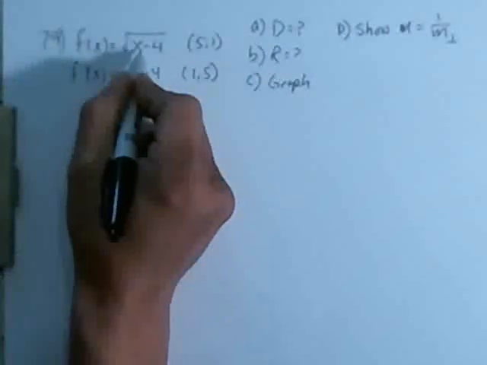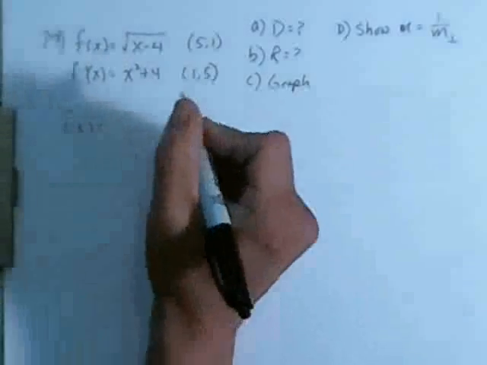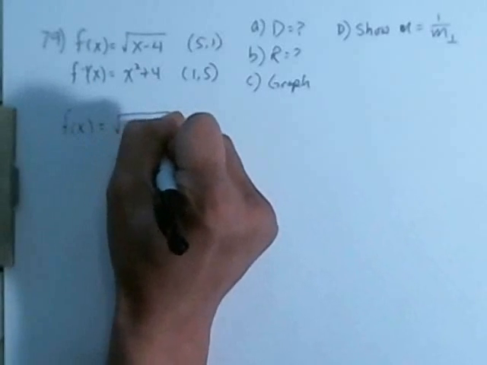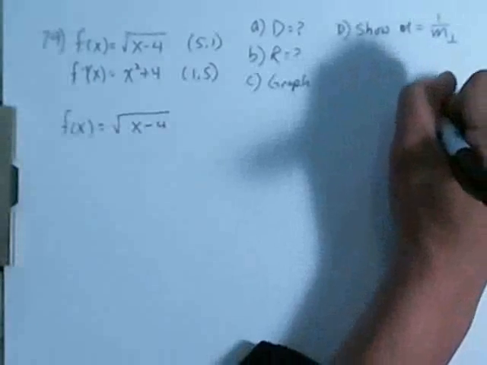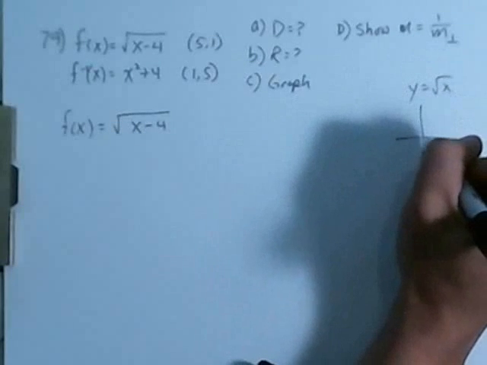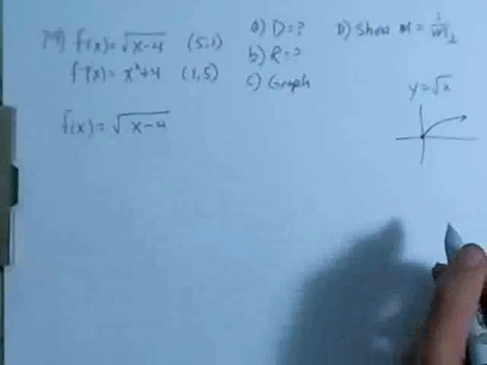So, part A, let's see what this graph looks like, the function. The parent function is the square root of x function. Y equals square root of x. We put a little bit of a restriction on this one. It looks something like this. That's the square root function.